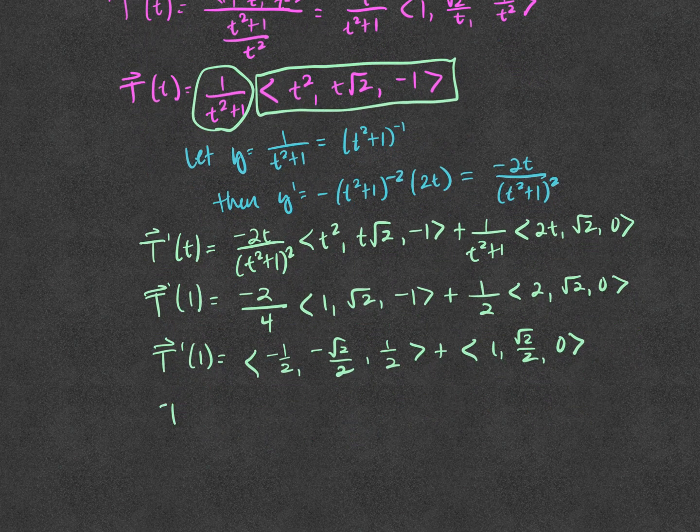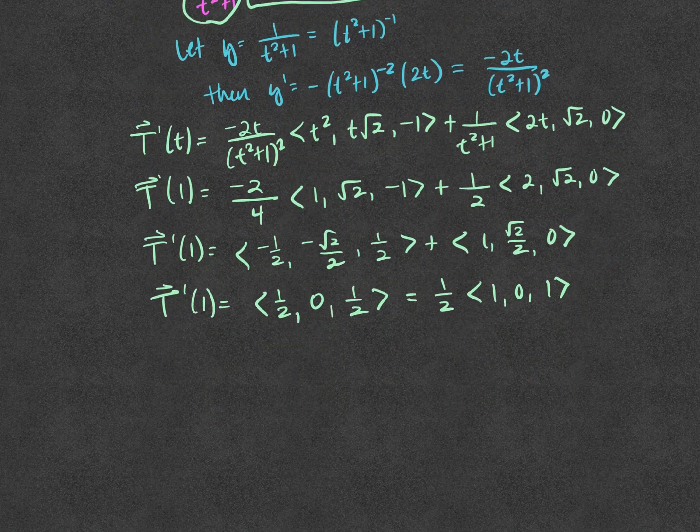So let's go ahead and put this together. T prime of 1 equals negative 1/2 plus 1 is positive 1/2. Negative square root of 2 plus square root of 2 is 0. And here we have 1/2. So you can leave it like that, or you can call it 1/2 times 1, 0, 1. So you could factor the 1/2 out. Either way works. And that's our derivative at 1.